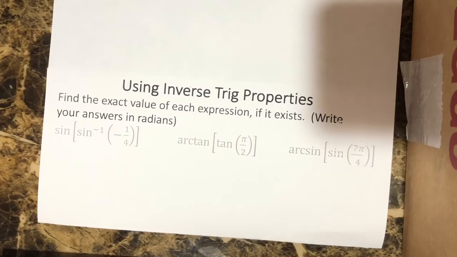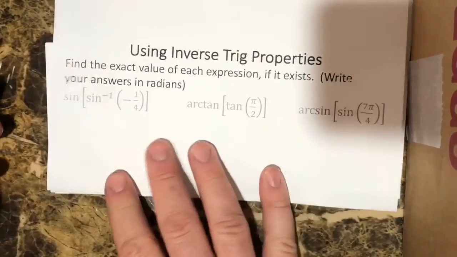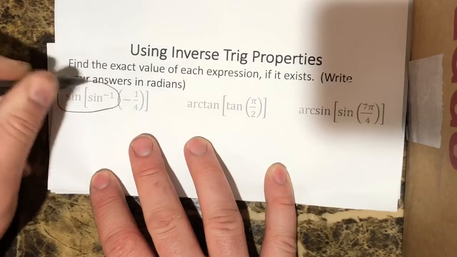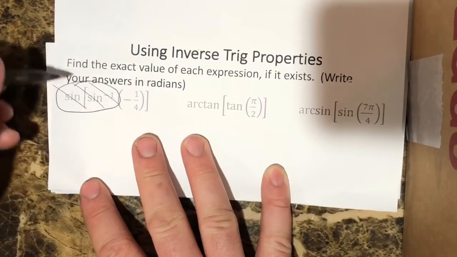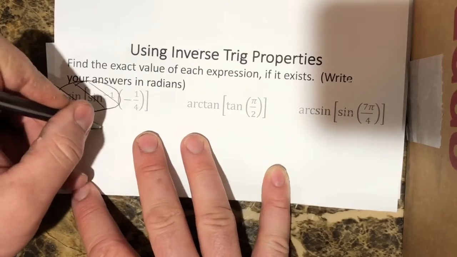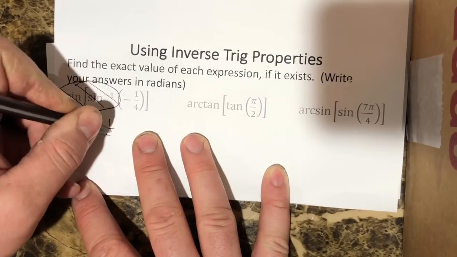So as we said in the previous example, when you have a sine and an inverse sine, these two things right here, when you plug them into each other, the sines actually cancel out. Because sine of inverse sine is nothing. So you just get -1/4.